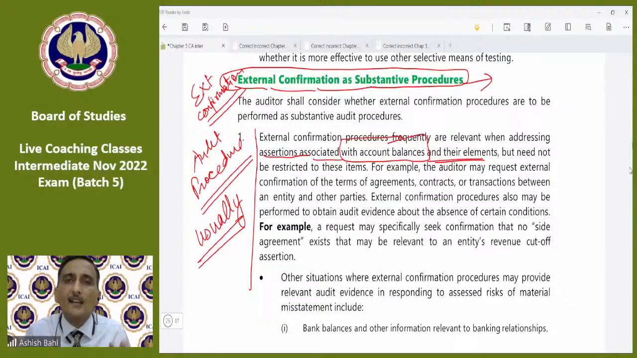So external confirmation as a procedure is not restricted to confirming account balances only, but usually it is undertaken with respect to confirming account balances. However, it has other uses also. It can be used for confirming things apart from account balances. So this point you should remember, students.